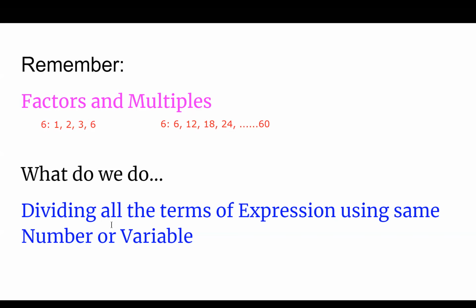Now, what do we do in factoring expressions? When we are factoring expressions, we try to find the common numbers or variables in the given terms that we can use to divide all the terms of the expression. It's quite possible that some terms have many things in common, some have nothing in common, and some have some things in common. So how do we deal with these situations? Let's take a look at the next example.